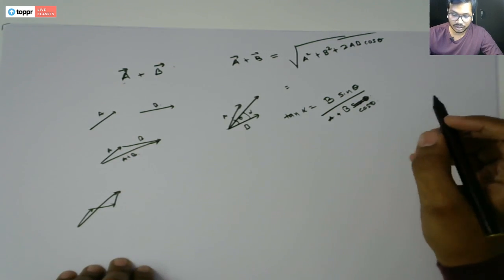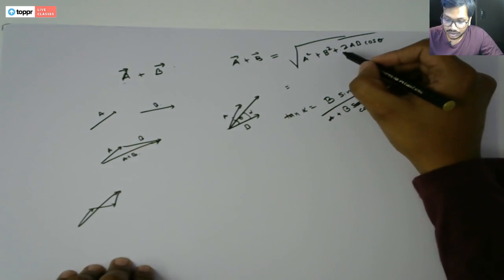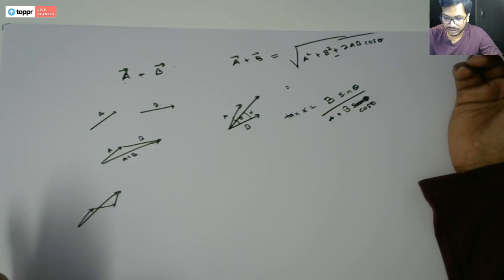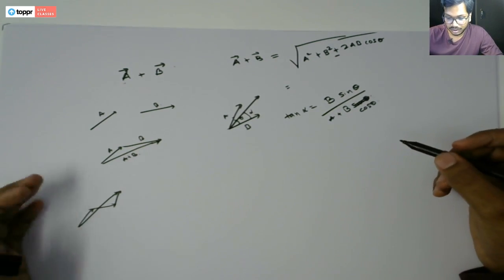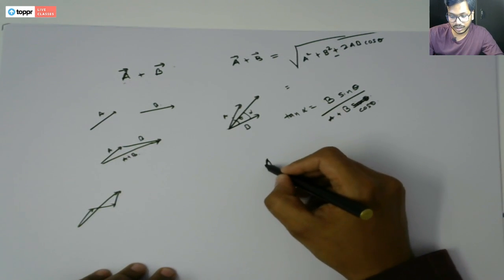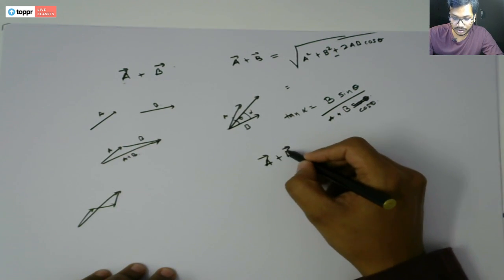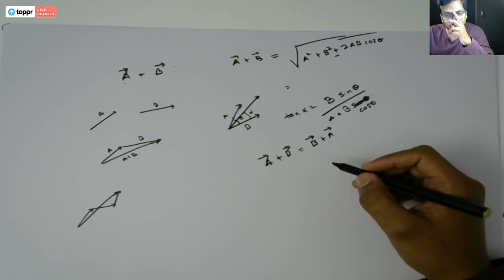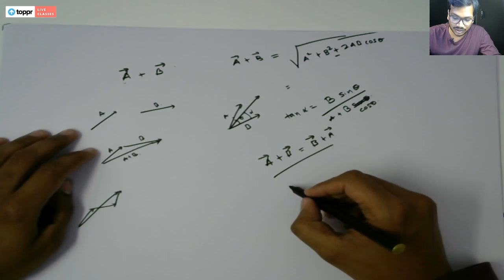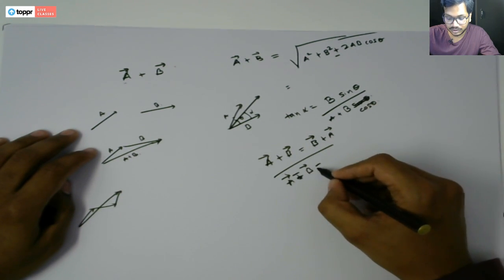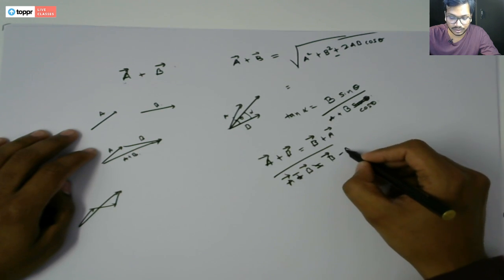Now, similarly, if you had to subtract vectors, the analytical method would change very minutely. This would become minus. Everything else stays the same. But graphically what changes? One more thing I had to tell you: a vector plus b vector is equal to b vector plus a vector. Addition of vectors follows this, but subtraction is not the same. A vector minus b vector is not equal to b vector minus a vector.